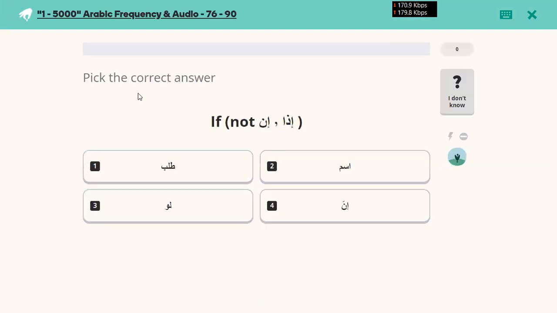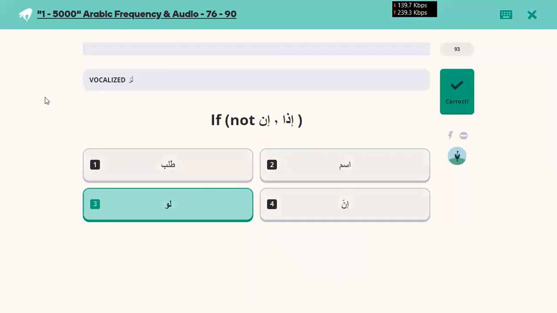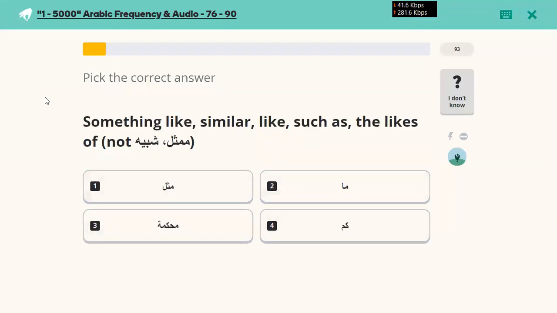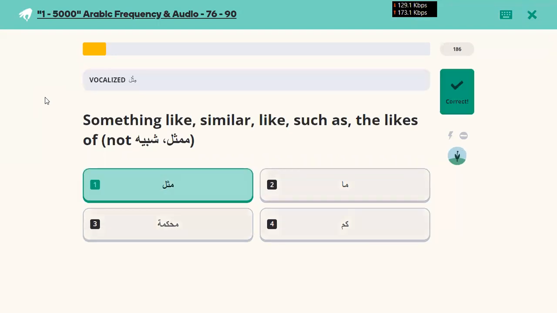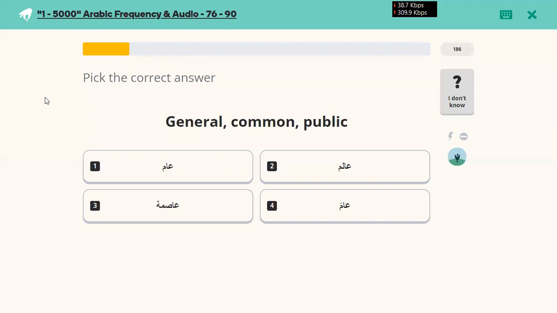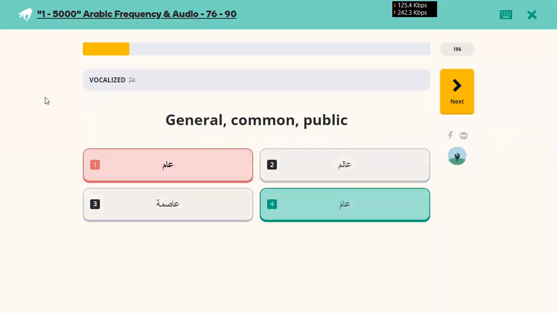So what is continuous and habitual? B. In Arabic it is B. Okay, B. Miss Mariam. Yes, sir. Next. Low, sir. If low for low. Something like similar: mithl, amthal. Sir, am, am.